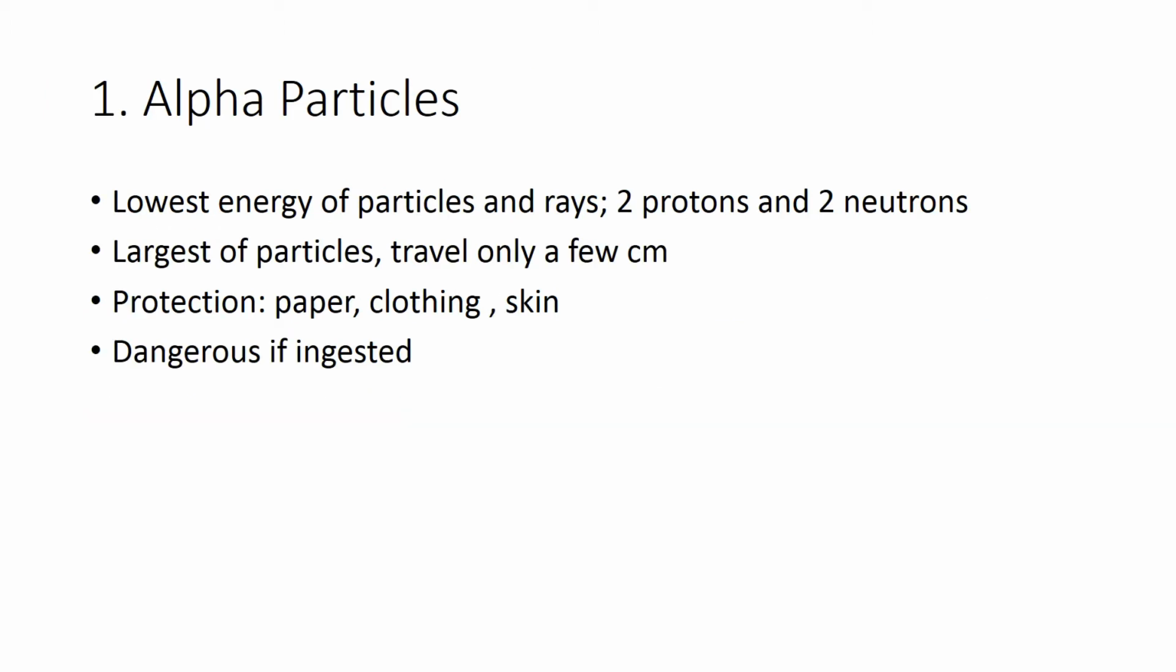All right, the first particle we're going to talk about is the alpha particle, and we can show these either using the Greek symbol alpha, or we can show these as the element helium with a mass number of 4 and an atomic number of 2. These are the lowest energy of the particles and rays. They have 2 protons and 2 neutrons, hence the mass number of 4. They are the largest of the particles. When they're traveling, they only travel a few centimeters.